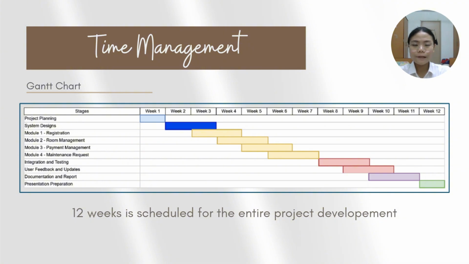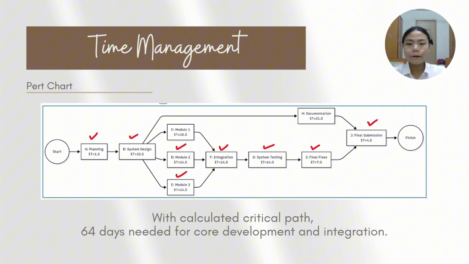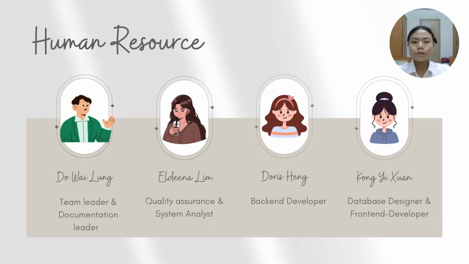We divided work into planning, system design, modular development, integration, testing, documentation, and presentation stages. From the PERT chart, we computed a critical path that covers core development and integration, spanning 64 days, fitting well within our 12-week schedule. Third, on human resources, we evenly distributed multiple roles among our 4 members, including team leader, documentation leader, backend and frontend developer, system analyst, database manager, and QA engineer. This role-based division has improved our efficiency and accountability.